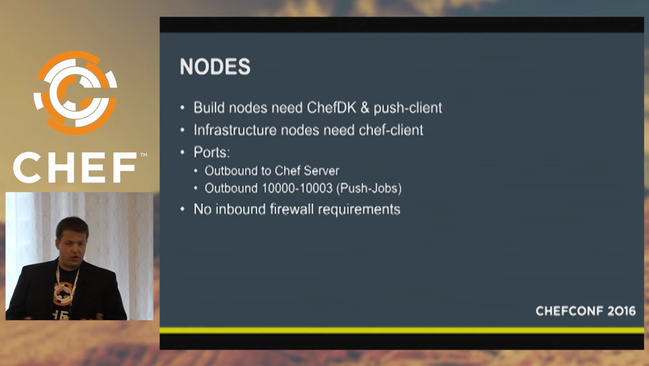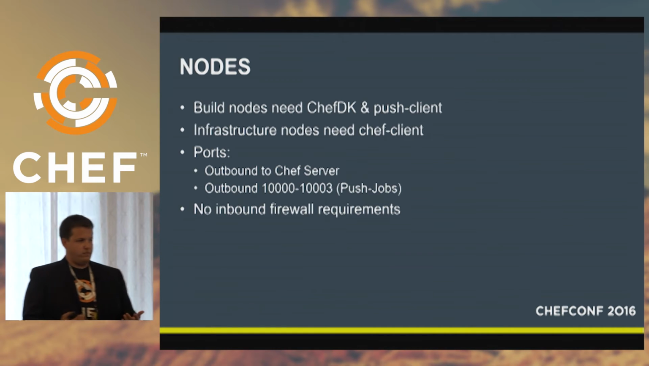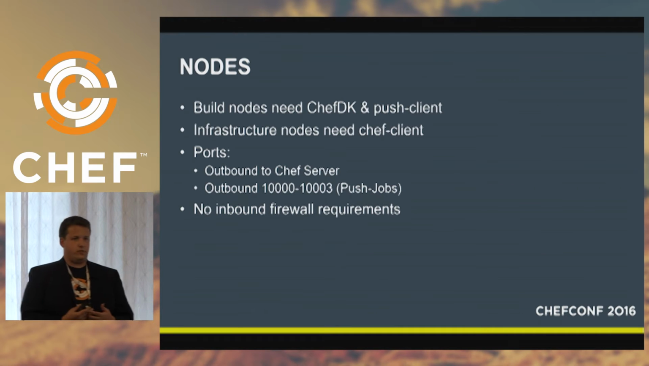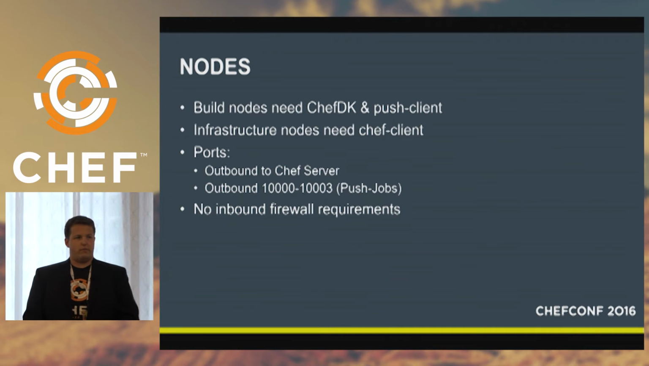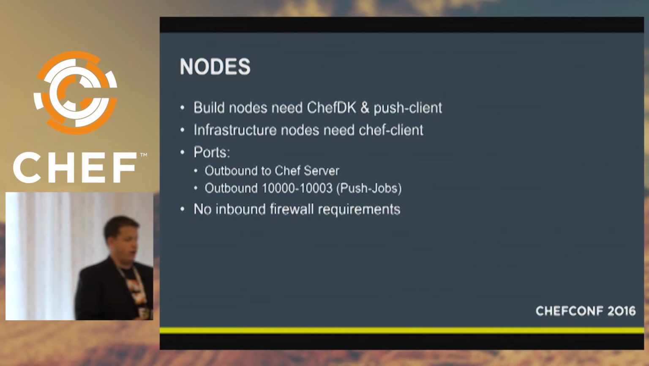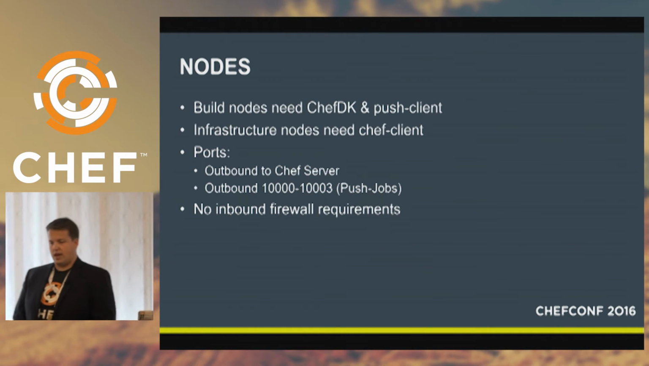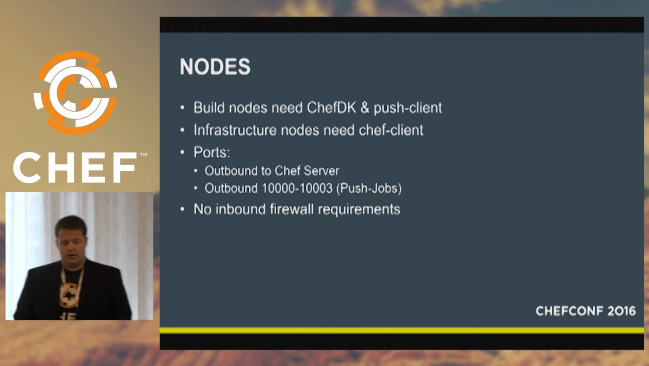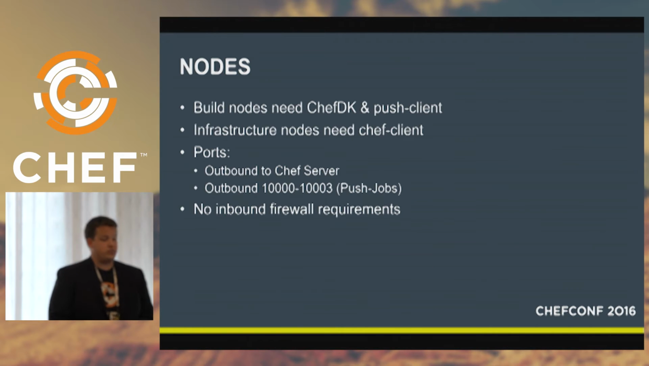So the nodes, right? We've built the infrastructure, but we haven't really talked about the systems that we need to manage, which are the actual piece we care about. The build nodes, if you're using Chef Delivery or Chef Automate, need Chef Development Kit or Chef DK, and they need the push client. The rest of the infrastructure nodes just need Chef Client.